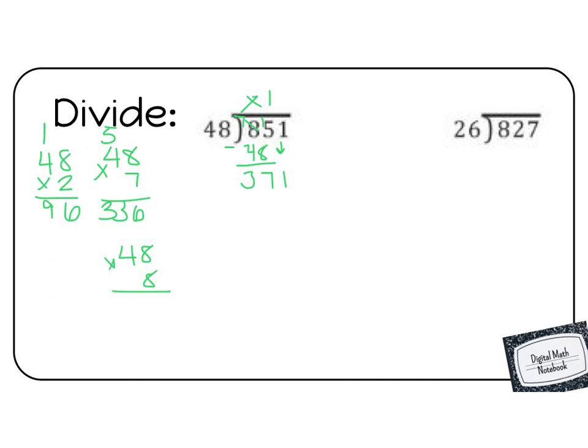go one bigger. 8 times 8 is 64. 8 times 4 is 32, 33, 34, 35, 36, 37, 38. Okay, so 48 times 8 is 384, which is too much.